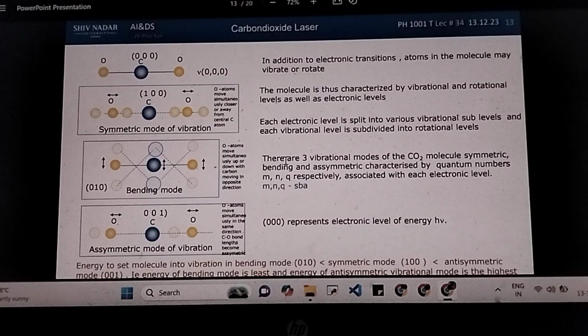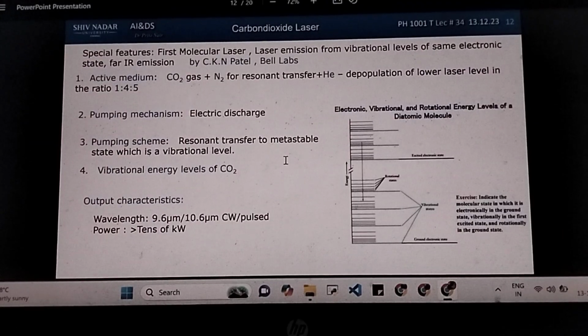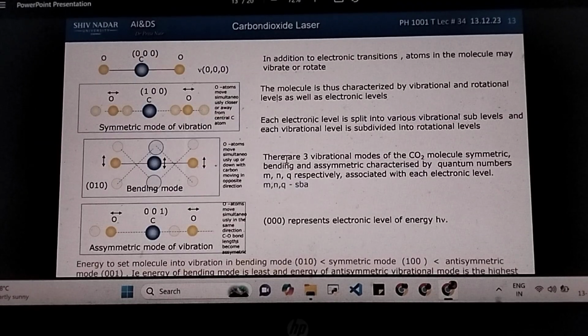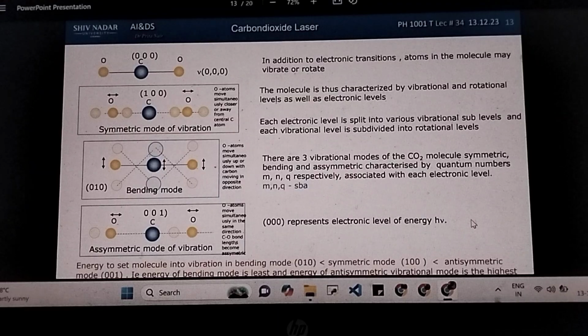Why are we studying about this? Because each of these modes of vibration requires a different amount of energy. So the vibrational energy levels are arranged depending upon how much energy is required, which in turn depends upon which mode of vibration it is going through. Generally, bending mode requires least energy, symmetric is moderate, and antisymmetric requires the highest energy. So if you have three vibrational energy levels, the lowest of them would characterize bending mode, the middle one is for symmetric mode, and the higher one for antisymmetric. So that is just a quick look at the different modes of vibration.